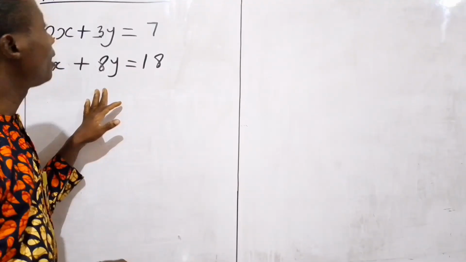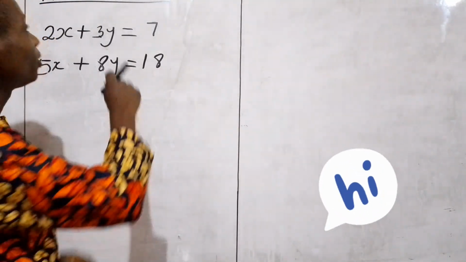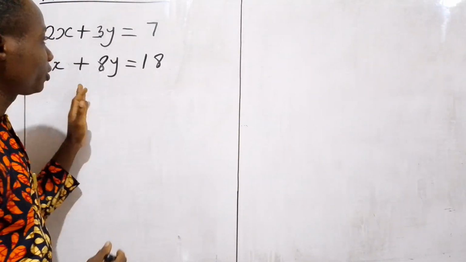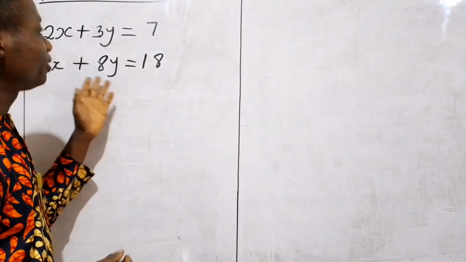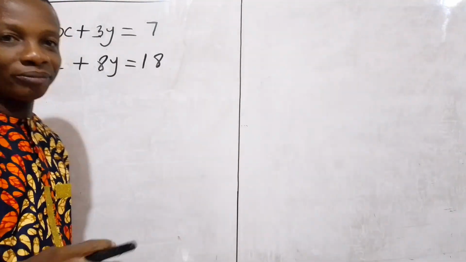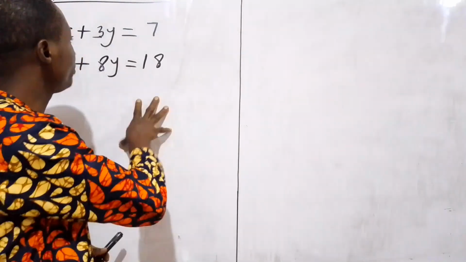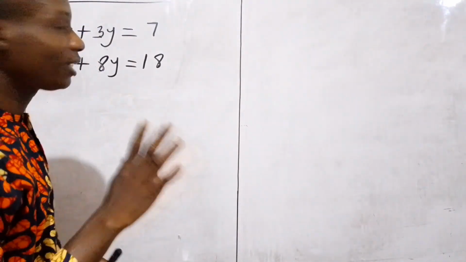In this video, I'm going to show us how to solve simultaneous equations using the short method, not the usual methods, which are substitution and elimination. This method is quite different, so you have to pay attention. Just follow me as we do it.